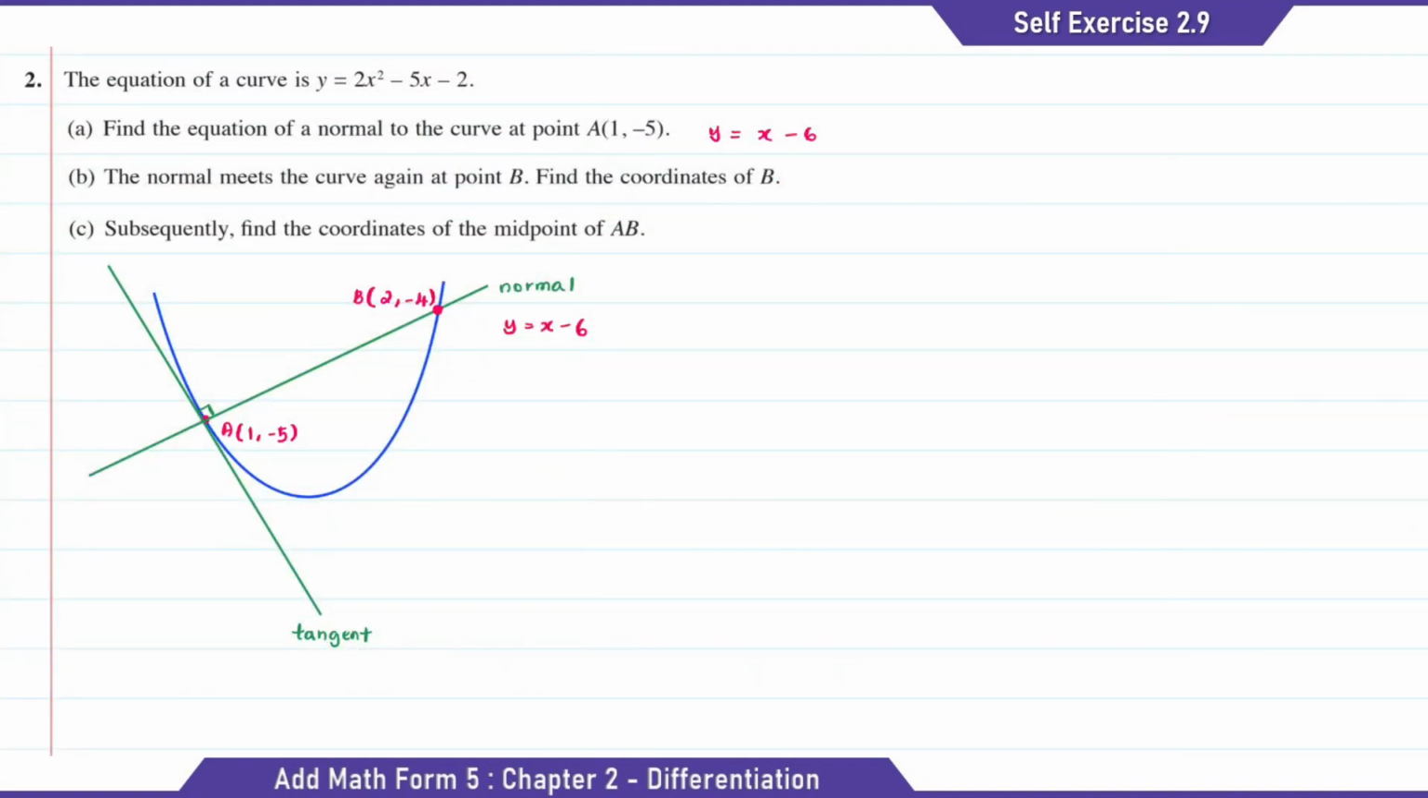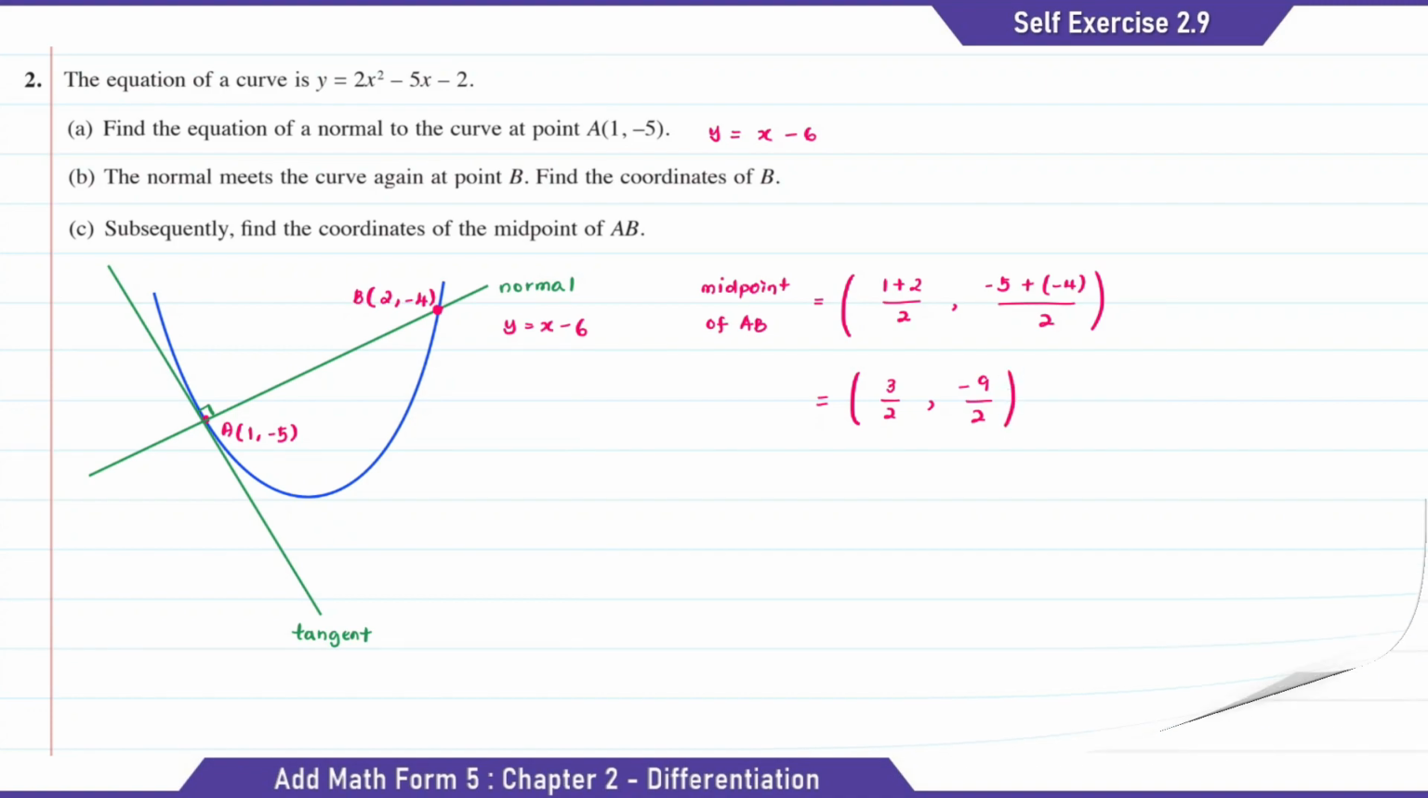Question C. Subsequently, find the coordinate of the midpoint of AB. So here we're going to sum the x and y coordinates for points A and B and divide by 2. Then we're going to get (1 plus 2) divided by 2 and (negative 5 plus negative 4) divided by 2. This is equal to 3 over 2 and negative 9 over 2.